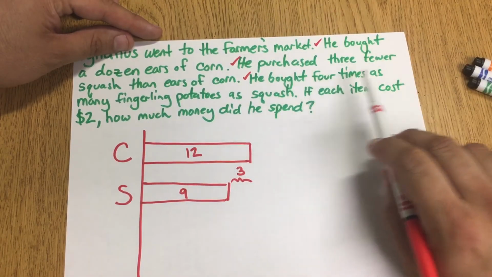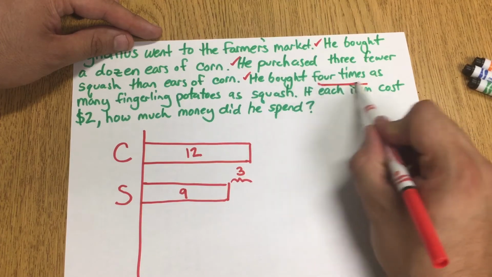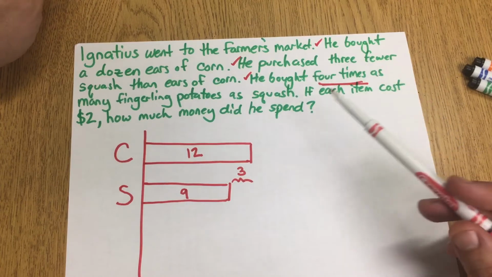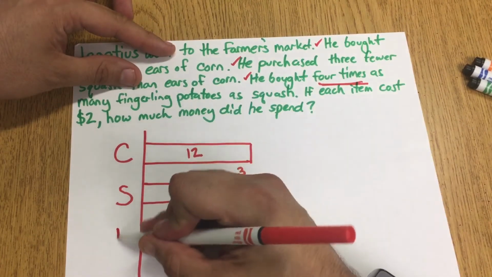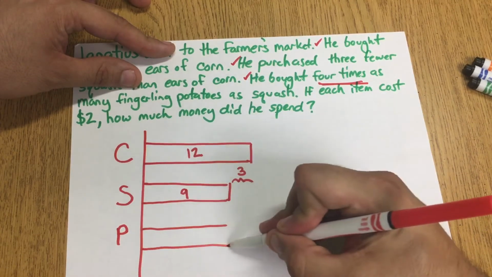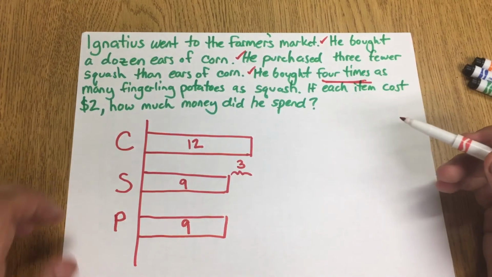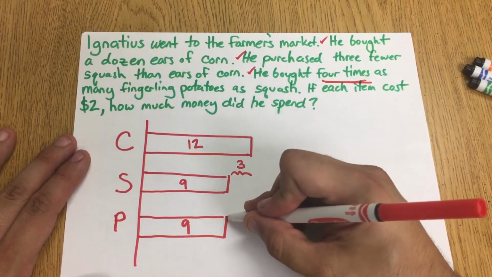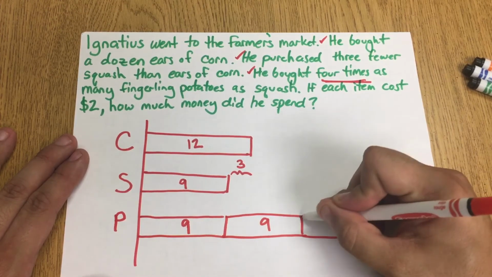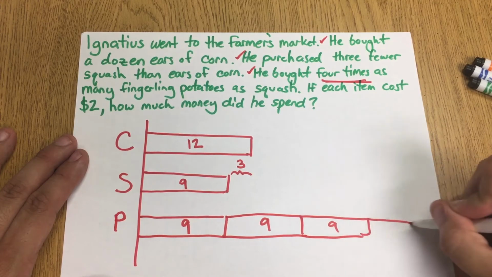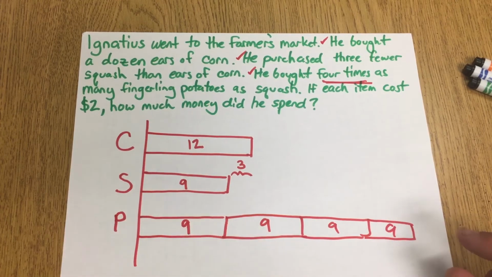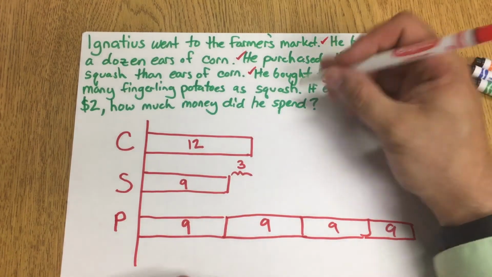Done. He bought 4 times as many. Wait, so as soon as I see 4 times, it's telling me we were doing subtraction here, now we're going back to multiplication. He bought 4 times as many fingerling potatoes as squash. So let's take a look. Potatoes. Well, squash, I know that he bought 9 of. So if he bought 4 times as many fingerling potatoes, those are really tiny potatoes, so you often buy a lot of them. Here's another 9. That's 2 times as many. 3 times as many, 4 times as many. And take a look. This box is a little smaller than this box. It works. It's fine. You're just representing it. So we've got that taken care of.